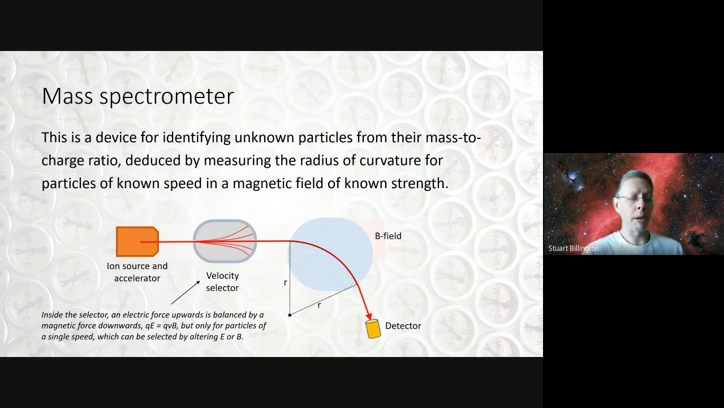So that's the mass spectrometer. Like I said, if you're a chemistry student, you'll have done lots on this. If you're not a chemistry student, there's a little bit more information in the textbook if you would like to know it.